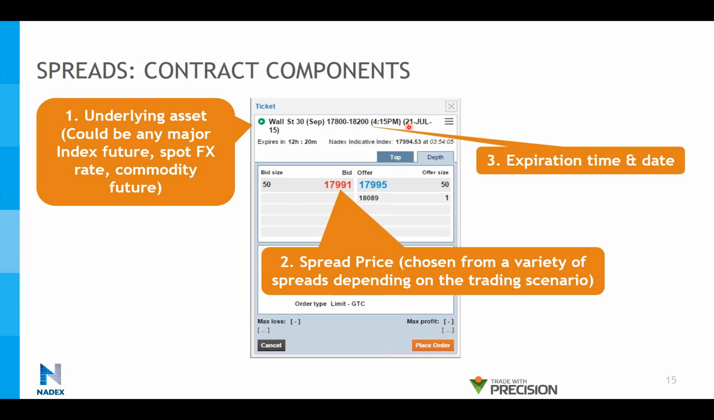Like any other option contract, at some point in time, this contract expires. Judgment time. Where is the underlying market priced? Is it worth something? And if it is worth something, how much is it worth? This is what we can see here at the expiration time and date. This contract expires in the afternoon, 4:15.